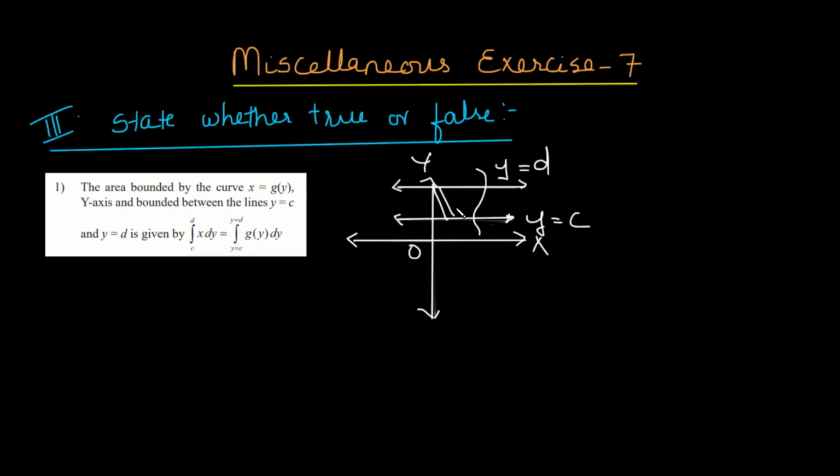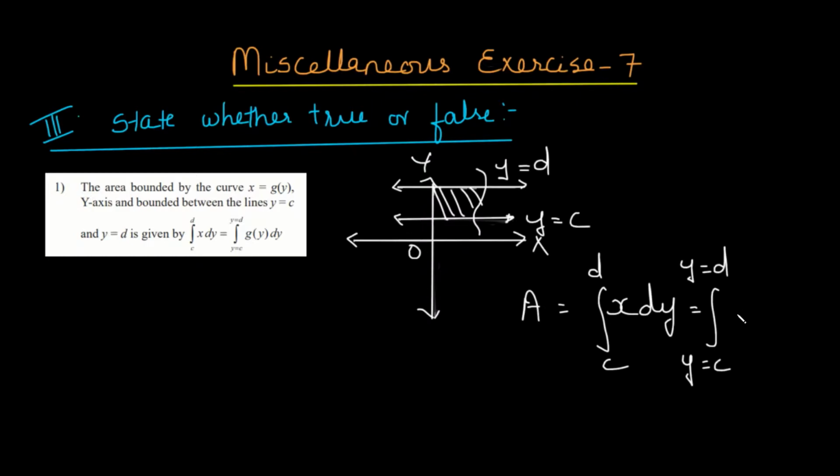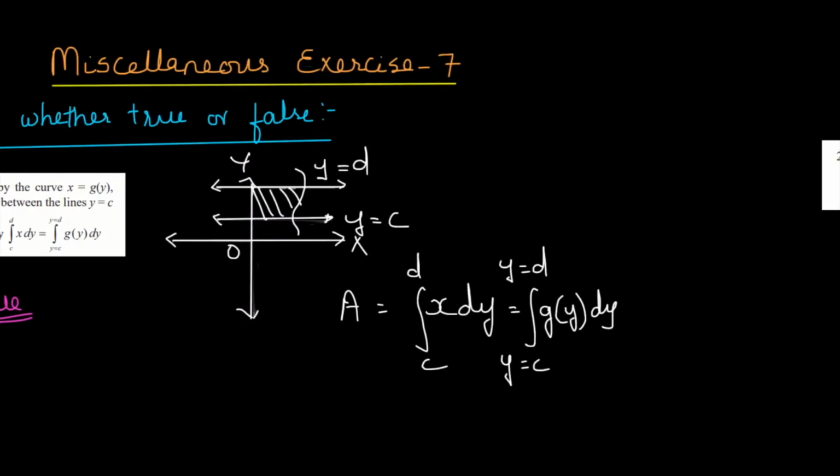So this is the area to be found out, and here what is the formula for finding this area? It becomes A is equal to integral c to d x dy, which is integral y is equal to c to y is equal to d g of y dy. That means whatever they have stated over here is true. So our answer for this particular statement is true. This is something which is given already in the textbook. We have covered it. I'm just reminding you about this.